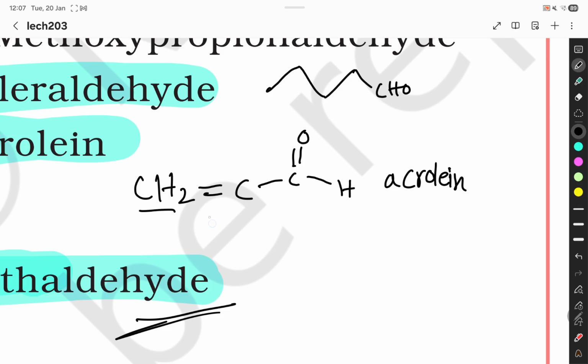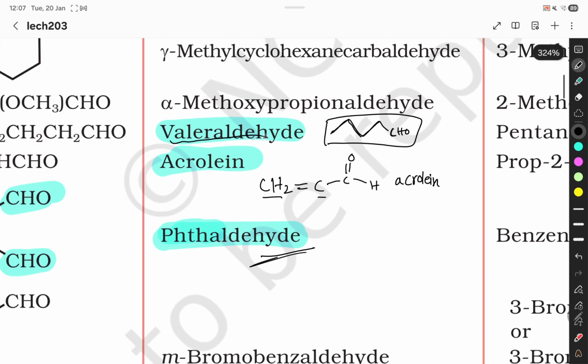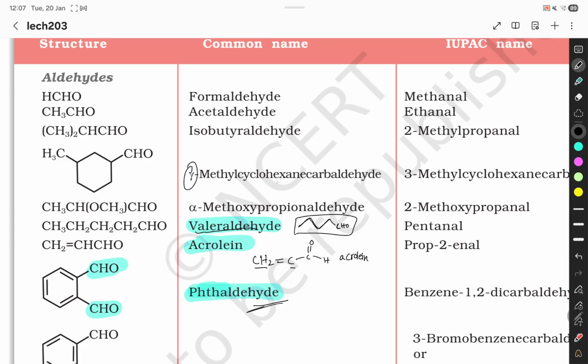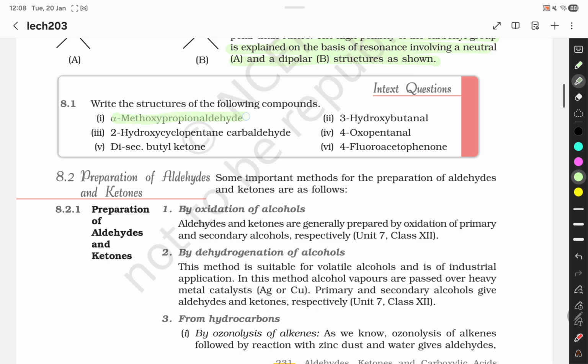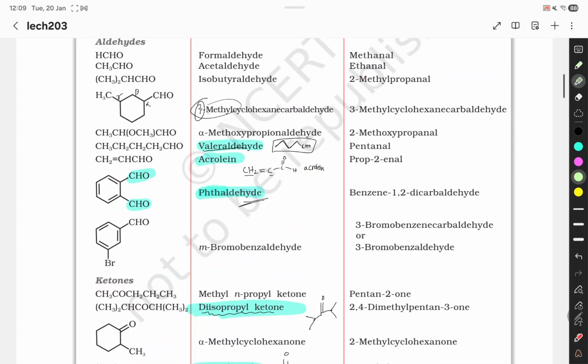So this is the structure of acrolein. It's CH2 double bond CH, single bond CH double bond O. And valeraldehyde is just with a V and an extra carbon and CH3. From here they've given the alpha, beta, gamma naming structure. So if this is alpha, this is beta, this is gamma, like that, gamma methyl. Then mesityl oxide, I have told you that is the aldol product of this.